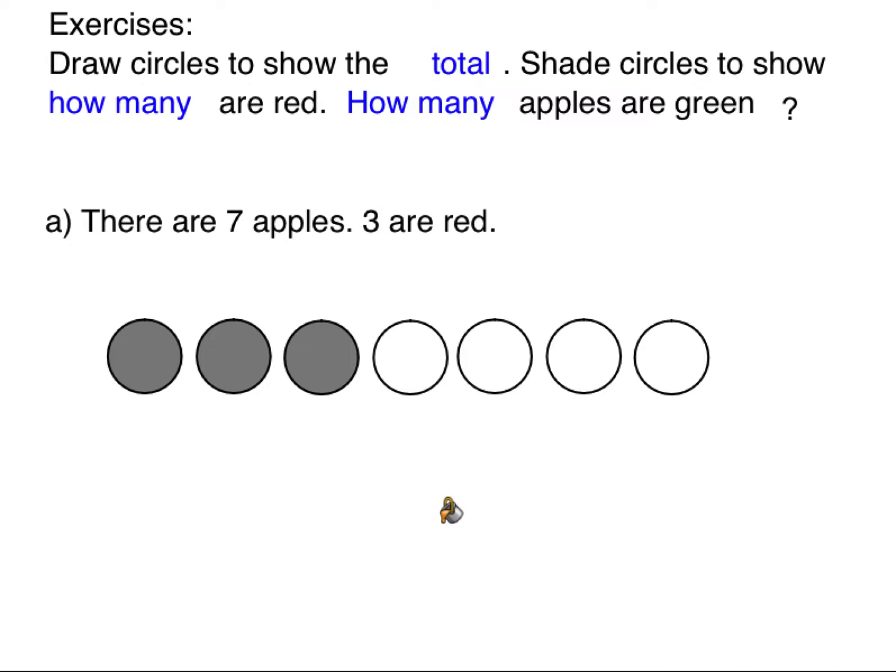So how many of them are green? Well, these ones that I haven't colored in are green. If you don't believe me, look. 3 of them are red, and 4 of them are green. I don't actually have to color them in those colors to see that. Still 4 green ones. Still 3 red ones. Okay? So, we had 7 apples. 3 of them were red, which means these 4 are green.